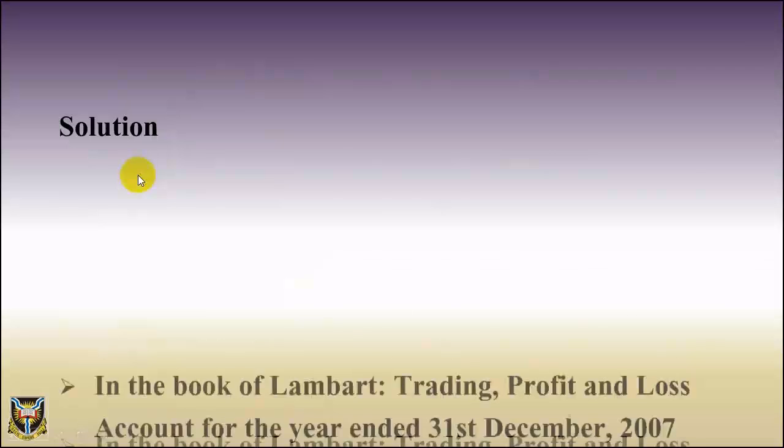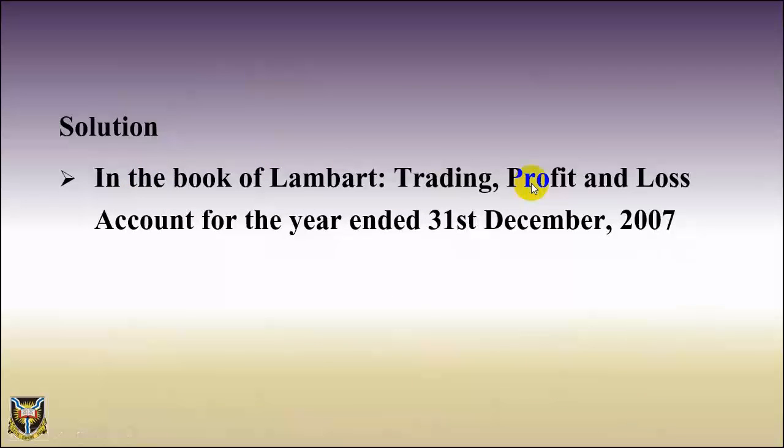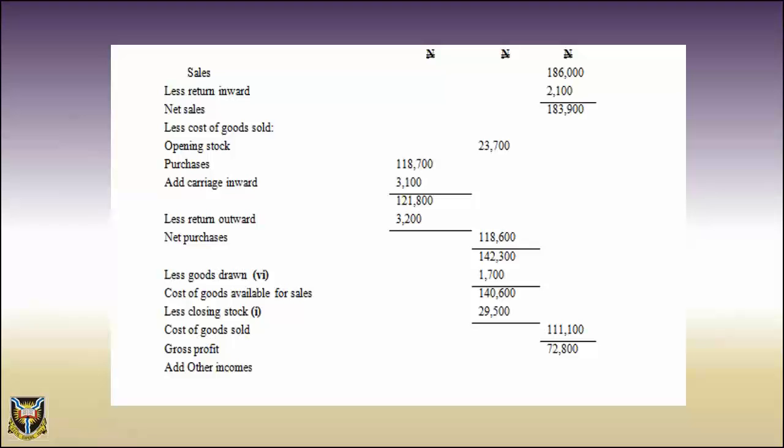Solution. In the book of Lambert, trading profit and loss account for the year ended 31st December 2007. Sales in Naira, 186,000 Naira. Less return inward, 2,100, making 183,900.